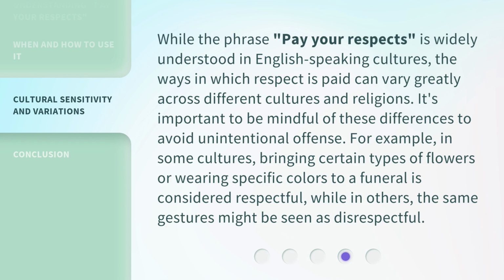While the phrase, pay your respects, is widely understood in English-speaking cultures, the ways in which respect is paid can vary greatly across different cultures and religions. It's important to be mindful of these differences to avoid unintentional offense. For example, in some cultures, bringing certain types of flowers or wearing specific colors to a funeral is considered respectful, while in others, the same gestures might be seen as disrespectful.